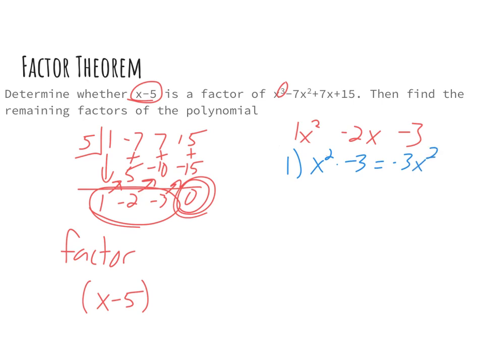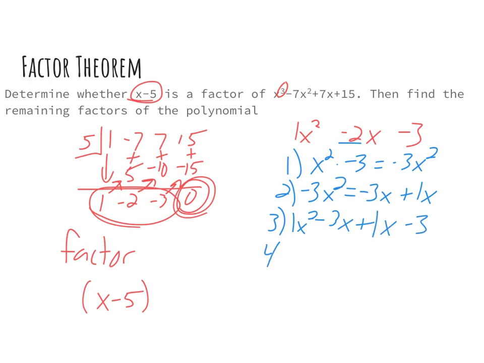After that, I take that negative 3x squared and find two numbers that multiply together to get negative 3 and add up to a negative 2. And that's going to be negative 3x and positive 1x. I replace the negative 2x with negative 3x plus 1x, and then I factor by grouping. So I've got 1x squared minus 3x in one factor, and 1x minus 3 in the other.